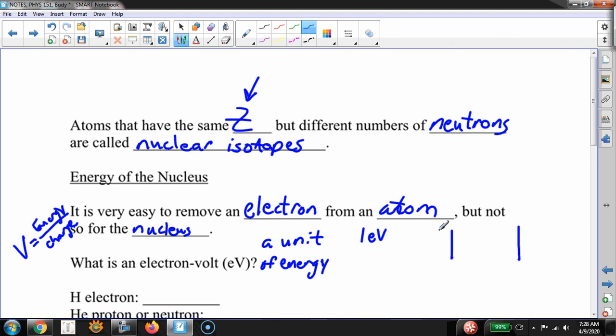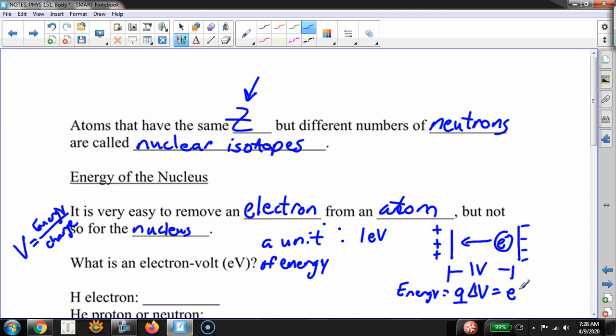If I imagine that I have a potential difference where I have positive charges over here, negative charges over here, and let's say that the difference in potential between these two points is 1 volt, then there's a difference in energy. If I have an electron over here and it travels across this 1 volt, then the energy that it gains is equal to Q times delta V, which is that fundamental unit of charge times whatever the voltage is, in this case 1 volt.